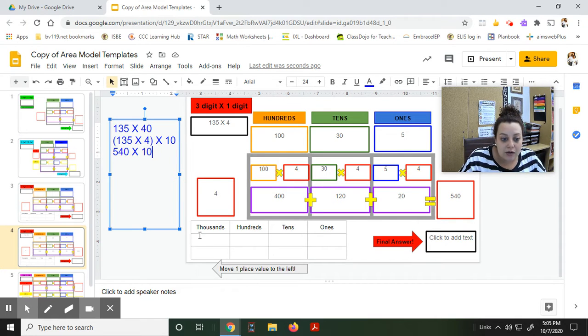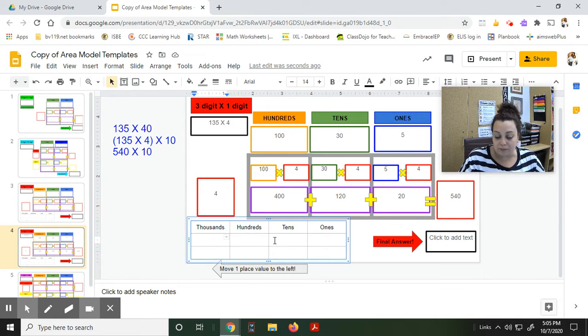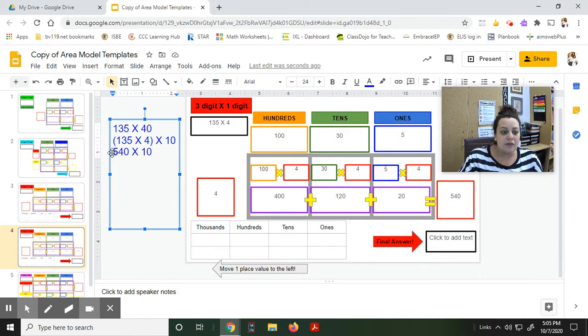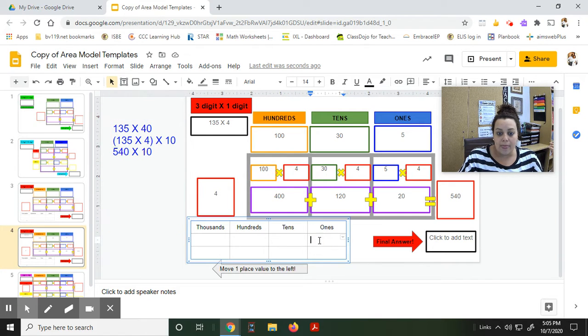I want y'all to look down here with me at this place value chart. We've got thousands, hundreds, tens, and ones. Let's put 540 into this chart. In our ones place, we would have a 0. Our tens place would be a 4. And our hundreds place would be a 5. I think we're all pretty good on that.